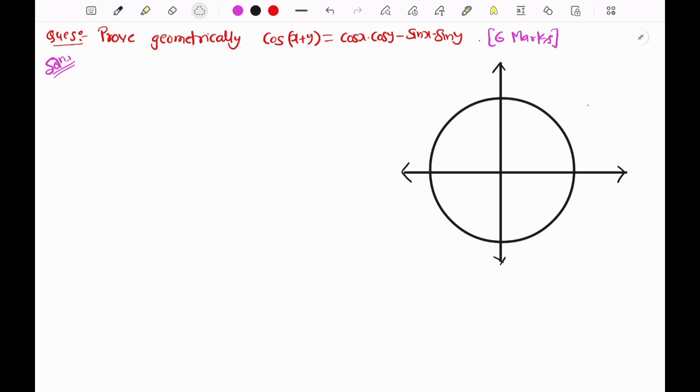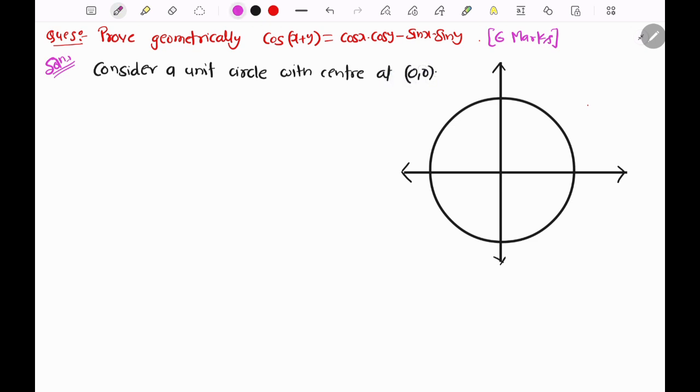So first of all we will consider a unit circle. So let's start the proof. Consider a unit circle. Unit circle means a circle whose radius is 1 unit, and we will consider its center is at origin. Center at origin.